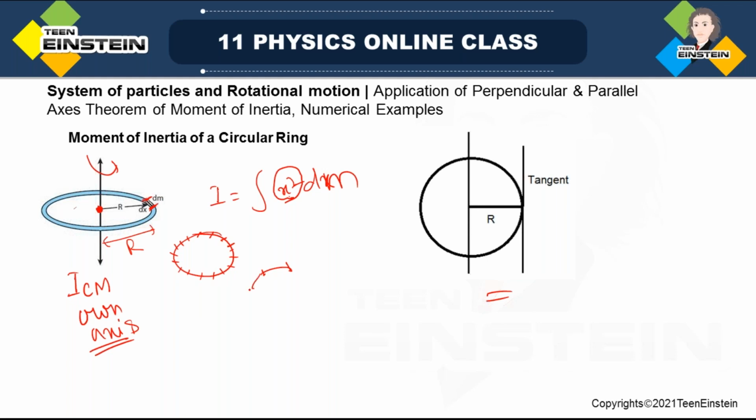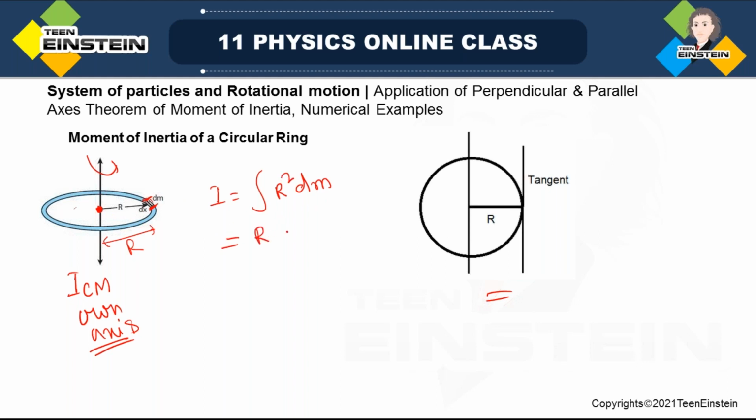I'll take this much small element, another element this much, another element this much. If I add like that, I get a circle. I am just considering an elemental length dx, and it is always at distance r. I take that this element has mass dm, and it is always at distance r, so r square dm.